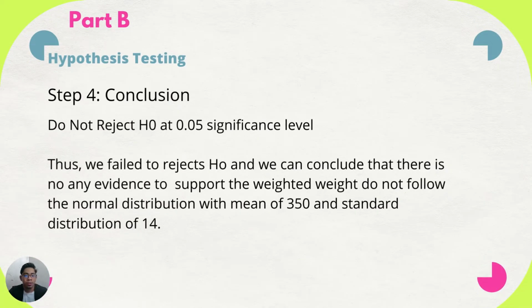This brings us to step number 4, which is the conclusion. We now conclude that we do not reject H naught at 0.05 significance level. Thus, we fail to reject H naught, and we can conclude that there is no evidence to support that the weight does not follow the normal distribution with mean of 350 and standard deviation of 14. Thank you. That's all from me.